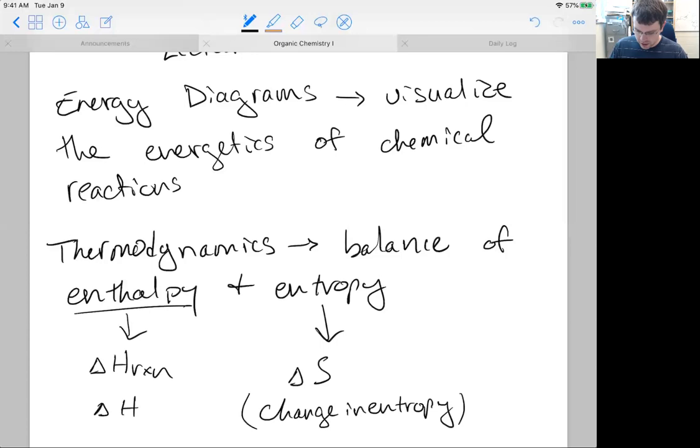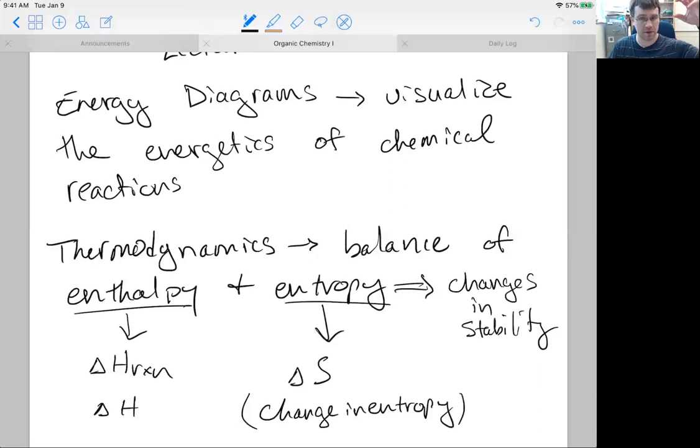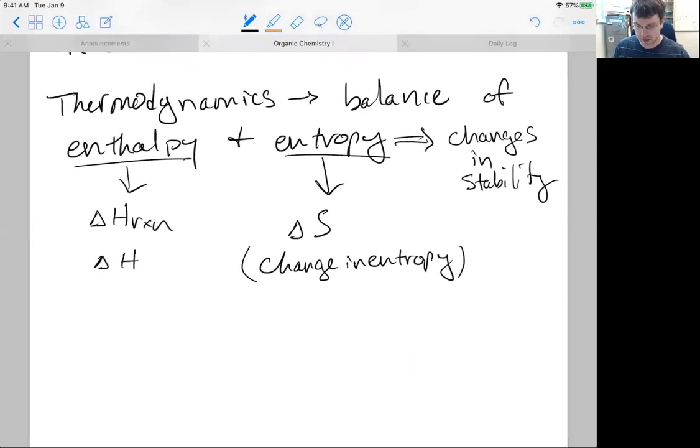So we're looking at the balance of these two things, and really during a chemical process, as we go from starting materials to products, the changes in enthalpy and entropy will reflect the changes in stability. Another way of looking at stability is thinking about potential energy. As things have more and more potential energy, it's like the bowling ball on top of the shelf: it is less and less stable. That's why I like to use the word stability when I'm thinking about thermodynamics.